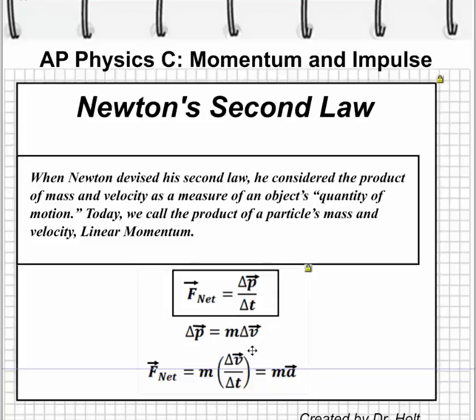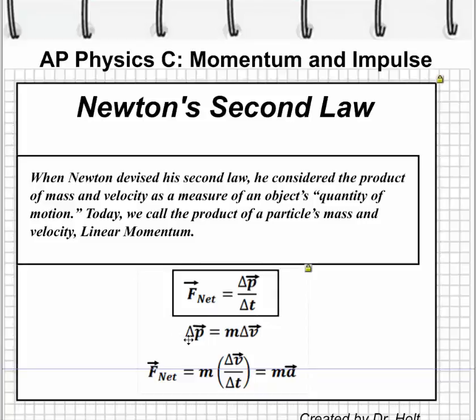Now we can state that the net force is going to equal the change in momentum. Momentum will be specified by the letter P. So the change in momentum over the change in time will equal the net force. We can also say that the change in momentum will equal the product of mass times the change in velocity. Each of these is a vector quantity: the linear momentum and the change in velocity.